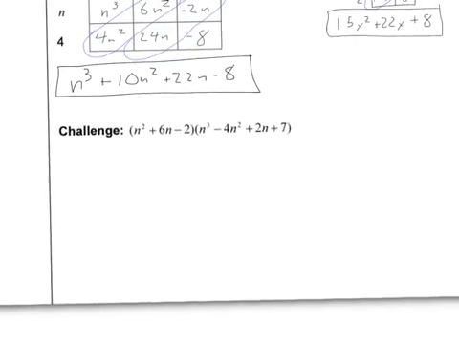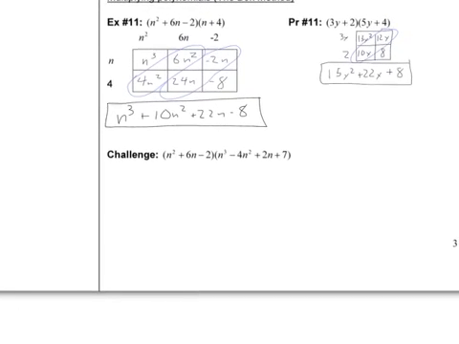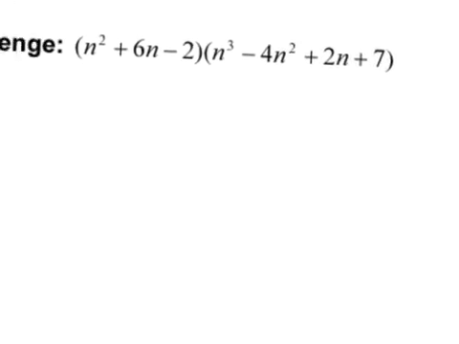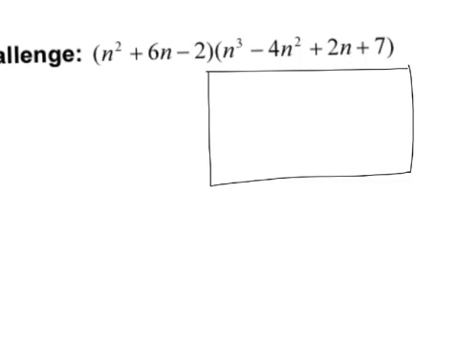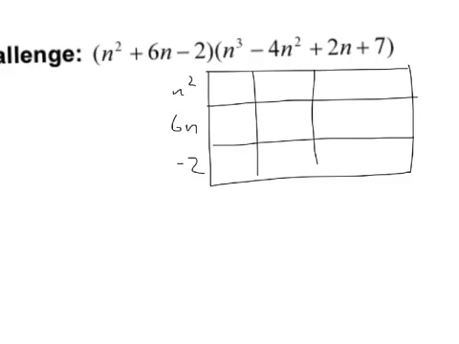Okay, last thing I want you guys to try here is this challenge problem. Let me show you how I'd set it up. Because you got 4 terms, 3rd degree, 2nd degree, 1 degree, 0 degree, 2nd degree, 1 degree, 0 degree. So you got 4 terms here. I'm going to put the n squared over here, 6n and minus 2. So you got 3 terms this way. So there's a lot going on here, but as long as you organize it in the box, it gets pretty easy. Try and figure out your answer there. I'll put the answer up in just a second so you can see it.